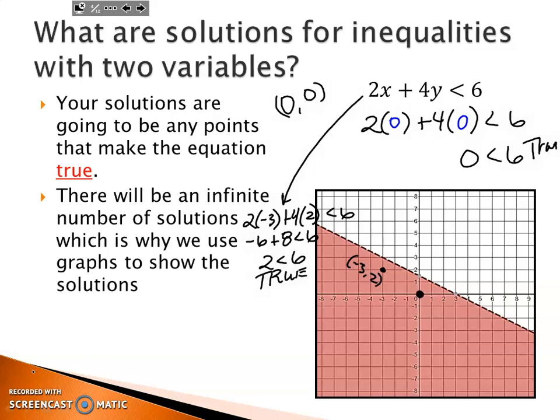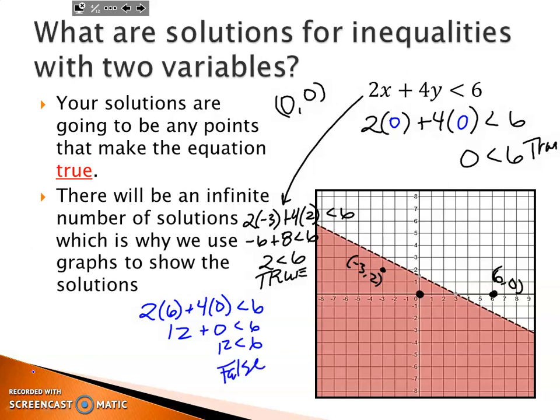What if I pick a point on the outside? Let's say I picked a point out here. That point is 6, 0. Okay, 6, 0 should not be a solution because it's not in the shaded area. So let's check that out. 2 times 6 plus 4 times 0 less than 6. That's going to give me 12 plus 0 less than 6, 12 less than 6. Is that true? No, that is false.